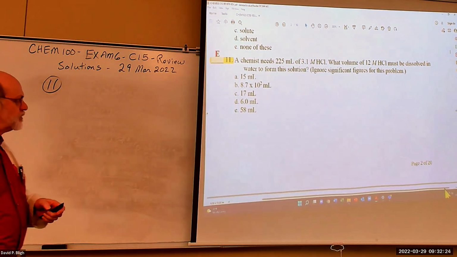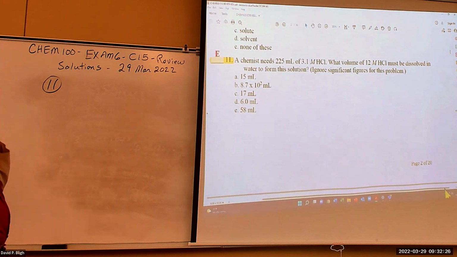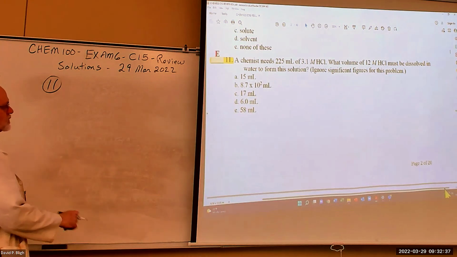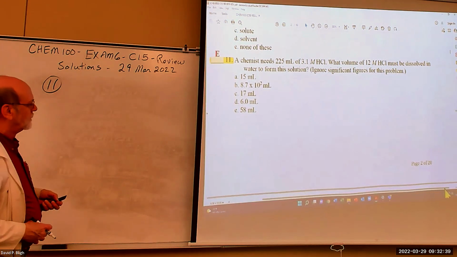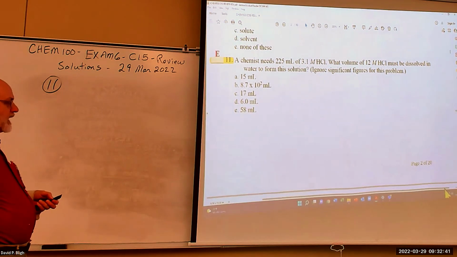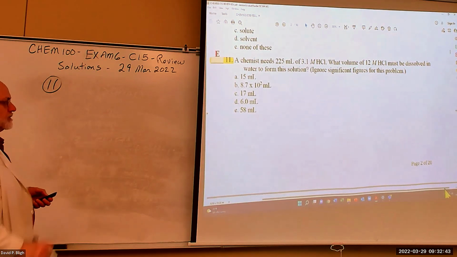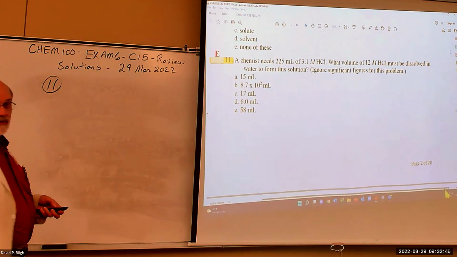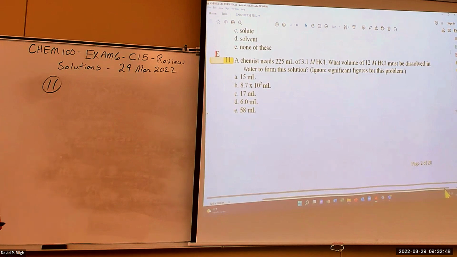The chemist needs 225 milliliters of 3.1 molar hydrochloric acid. What volume of 12 molar must be dissolved in water to form this solution? That's another dilution problem. So we want to end up with a dilute solution. Actually, 3.1 molar is not dilute, but it's more dilute than 12 molar.